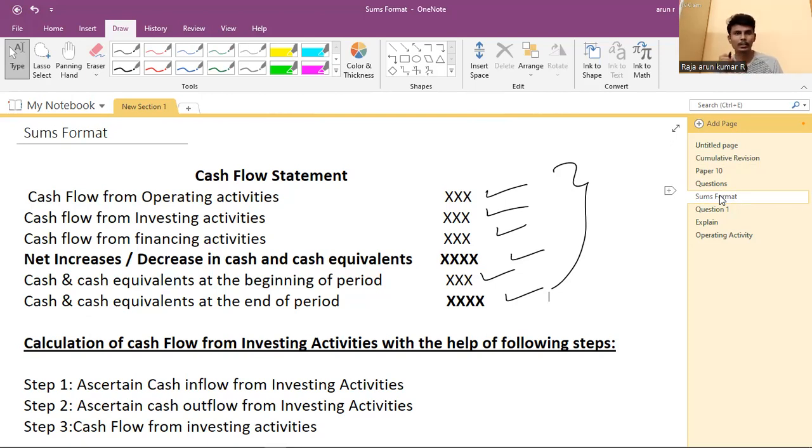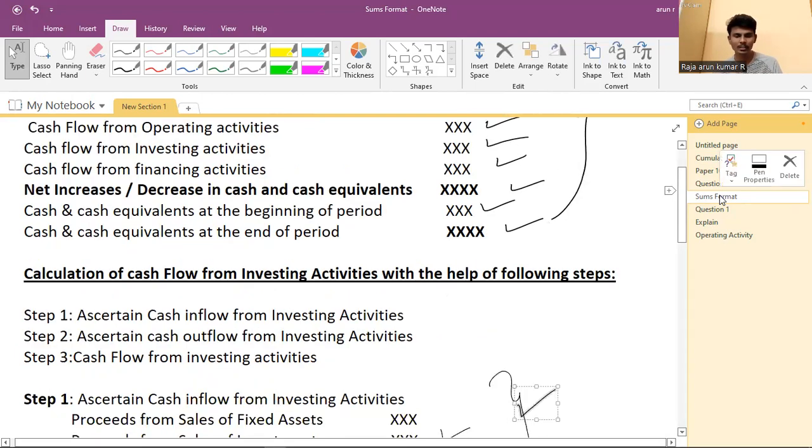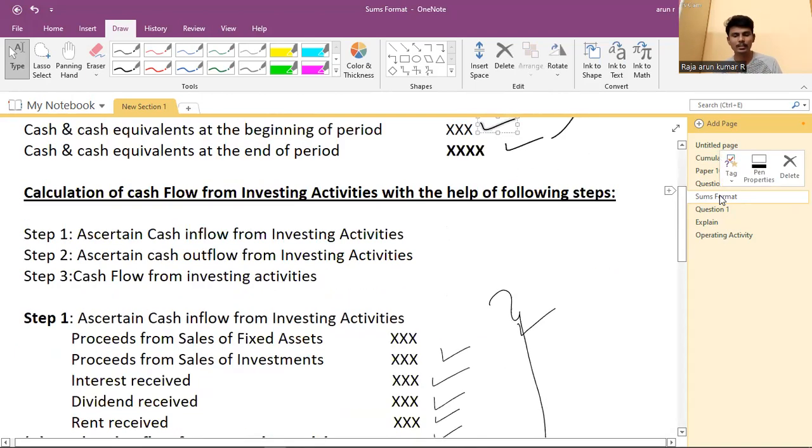I tell you again, cash flow statement comes in paper number 10 and paper number 12 also. You just read once, it will cover two times. Just understand each and every concept. You can ask any type of question, you can simply answer easily and very fast. You can work it out. You follow my format.